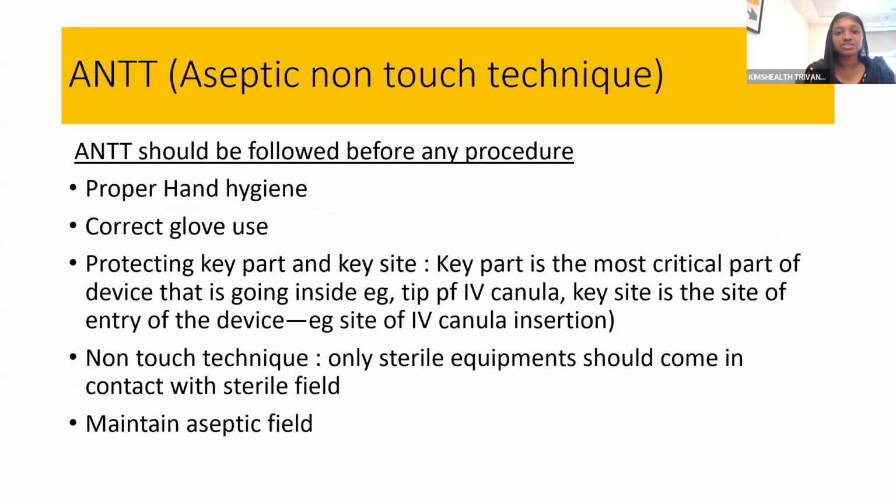All the procedures should be followed. ANTT should be followed before any procedure. Through proper hand washing, hands become sterile. Proper gloving should be done. For doing any procedure, protect the key part and key site. For example, in a procedure like cannulation, the key part is the tip of the cannula inserted into the baby's skin, and the key site is the skin, the area we are pricking. Both should be sterile and never allowed to become unsterile.